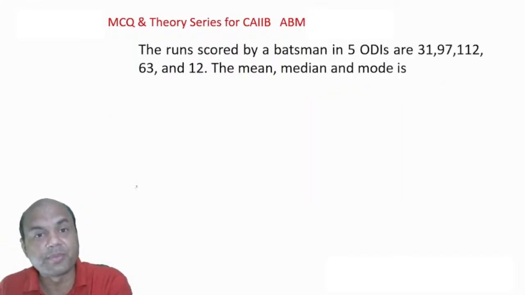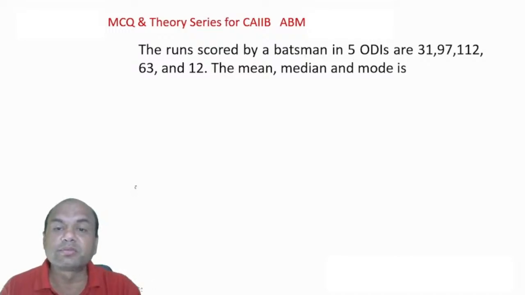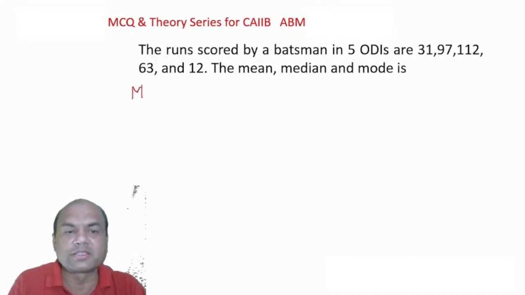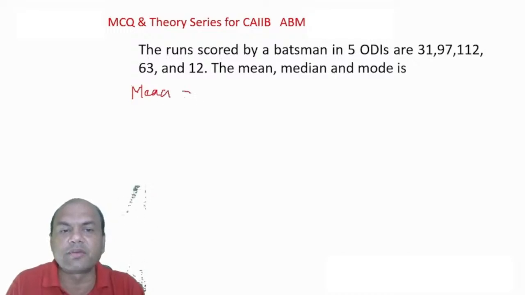Okay. The runs scored by the batsman for 5 ODIs are this. Find the mean, median, and mode. Okay, simple one. Let's do it. Mean. Okay, what is the mean? Mean means average. Mean is always average. So what is the average?